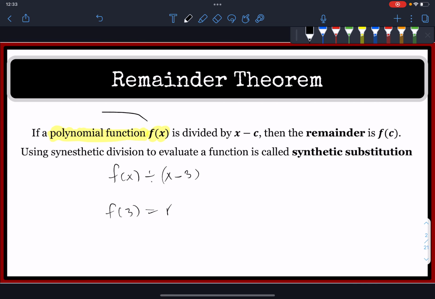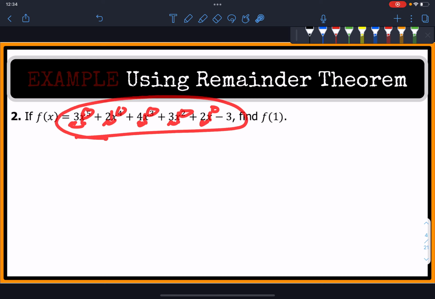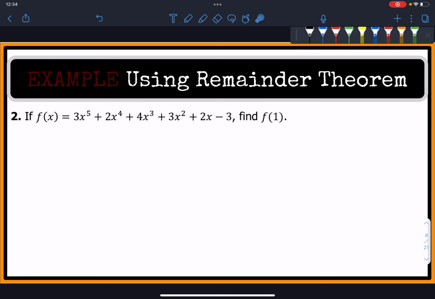So let's look at a second example. Here, to evaluate f of 1, I want to plug in 1. The normal and old way is to plug in 1 for every value of x, raise them to their respective powers, multiply them by the respective coefficients, and then add and subtract all of those numbers together. That would end up giving us a total of 11.